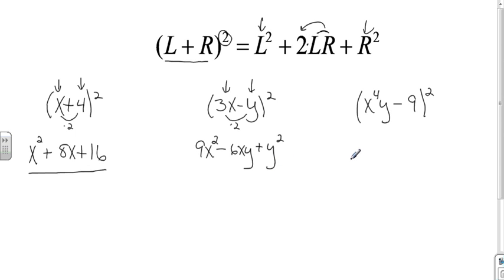Now just trying to give you a little harder example here, one that's got some exponents in it, multiple variables in the same term. Okay, so we've got the left term is x to the fourth y, and when we square that, we double both the exponents. So we get x to the eighth y squared. And then when we multiply the left times the right, we're going to get negative 9x to the fourth y. But then when we double it, we're going to get negative 18x to the fourth y. And then when we square the last term, the right term, we're going to get positive 81.